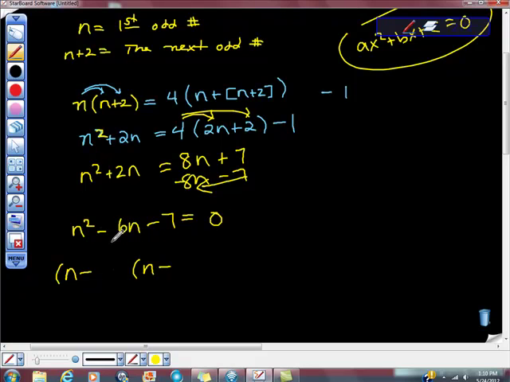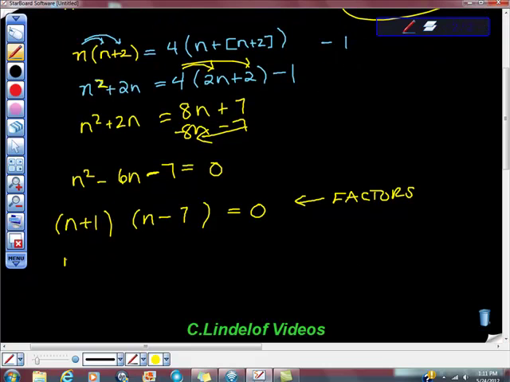Because a negative times a negative is a positive, and we need a negative. So one of them is positive, one of them is negative, right? Give me two numbers that multiply to get minus 7, but when you add the same two numbers, you get minus 6. Positive 1 and minus 7. Remember, equals 0. These are just the factors, aren't they? We need solutions. So our solutions are n is equal to minus 1 or n is equal to 7.